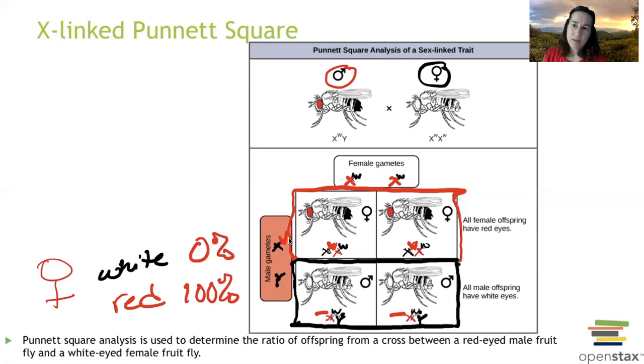Let's switch it up. Let's play around with stuff. Let's say that we have a female, and we're going to mess around with her, and we're going to say she's a carrier instead. So I'm going to make her a carrier. Take away that.